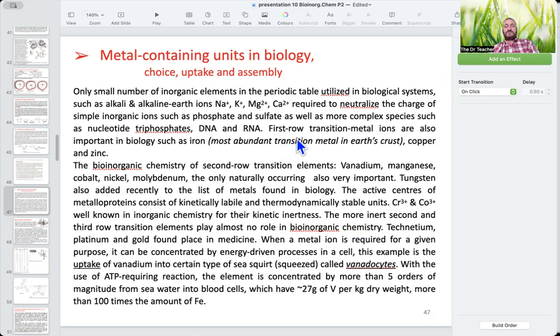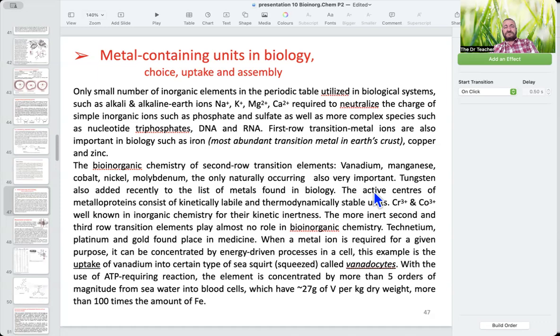First row transition metal ions are also important in biology, such as iron, the most abundant transition metal in the Earth's crust, copper, and zinc. The bioinorganic chemistry of second row transition elements, vanadium, manganese, cobalt, and so on, the only naturally occurring ones, is also very important. Tungsten, as well, was added recently to the list of metals found in biology.